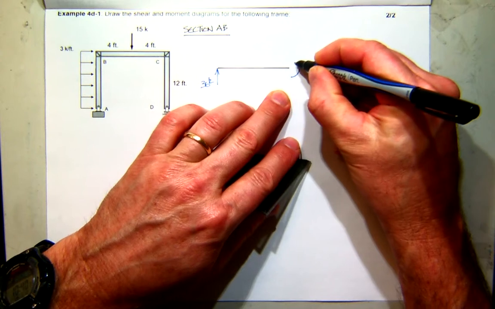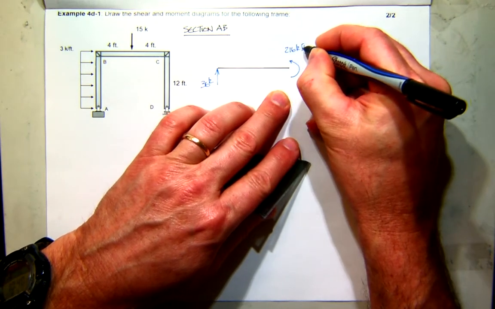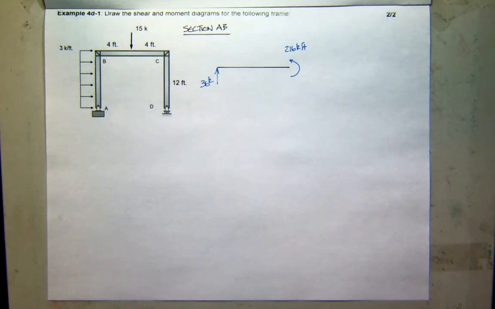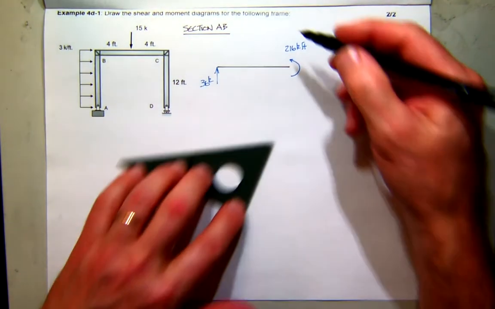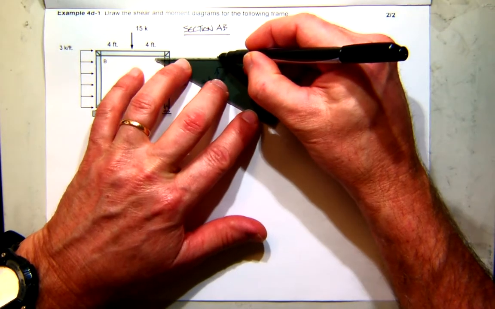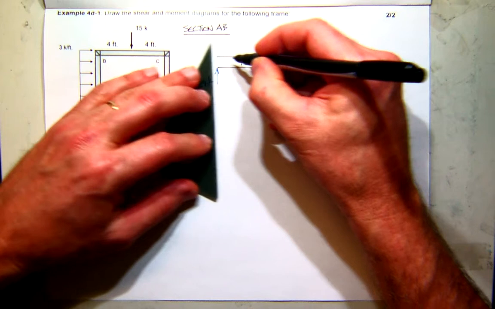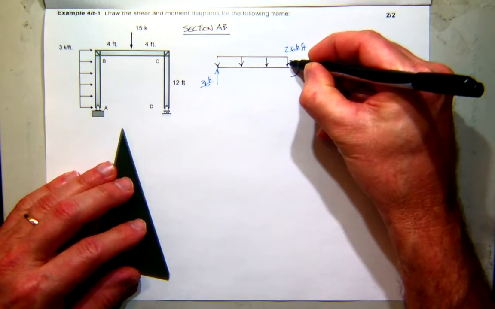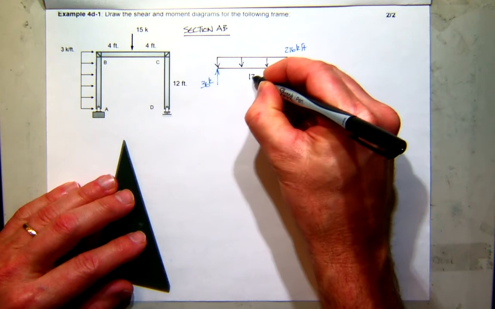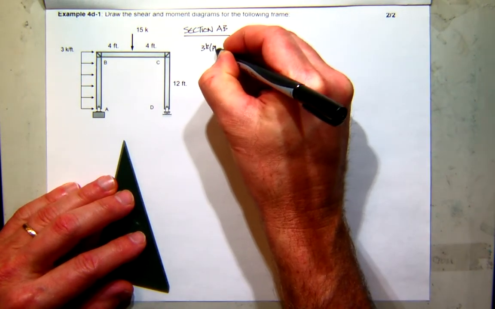And on this side, we're going to have a moment of 216 kip feet. So those are the reactions that I'm going to have to deal with: shear and moment on the left side and shear and moment on the right side. And then, of course, the structure had a uniformly distributed load acting to the left or to the right, which is actually down for us. And that was 12 feet, and this was 3 kips per foot.